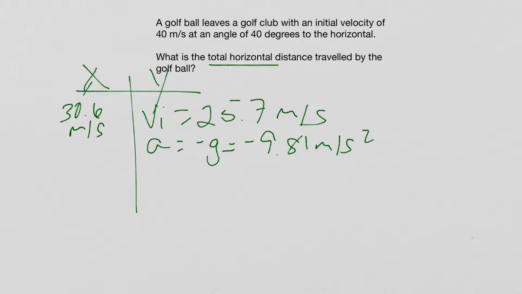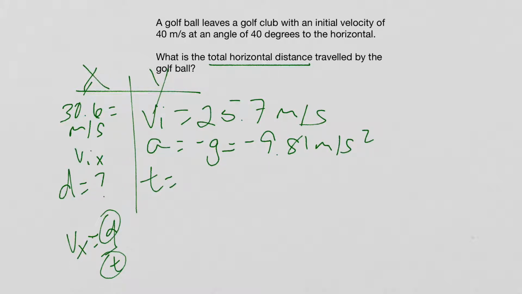It wants the total horizontal distance. We need the horizontal distance, and in the horizontal, the only way to get that is to use the equation Vx equals d over t. However, we're missing both distance and time, but just like with the horizontal projectiles, the time on both sides is still the same. So we can find the time on the y side and apply it to the x.